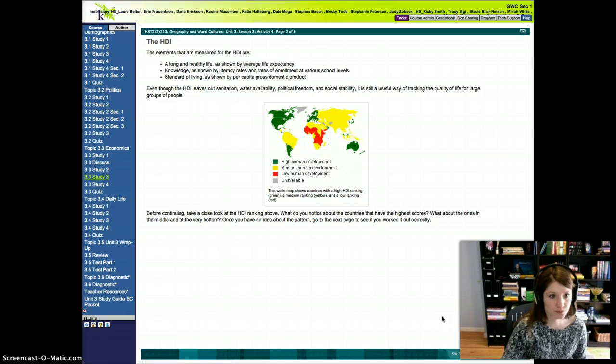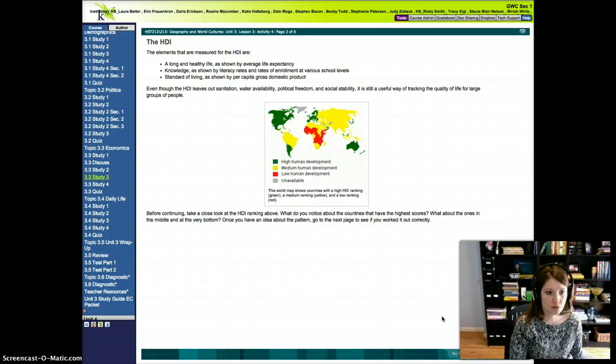Page 2. The HDI. The elements that are measured for the HDI are: 1. A long, healthy life, as shown by average life expectancy. 2. Knowledge, as shown by literacy rates and rates of enrollment in various school levels. 3. The standard of living, as shown by per capita gross domestic product. Even though the HDI leaves out sanitation, water availability, political freedom, and social stability, it is a useful way of tracking the quality of life for large groups of people.